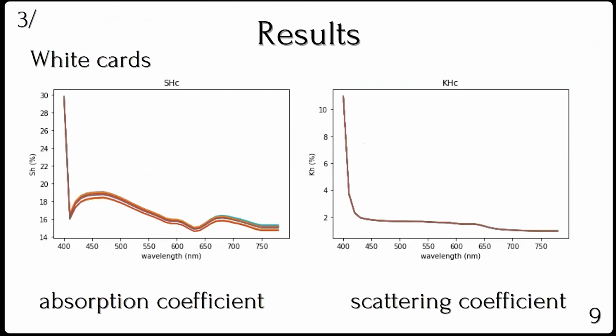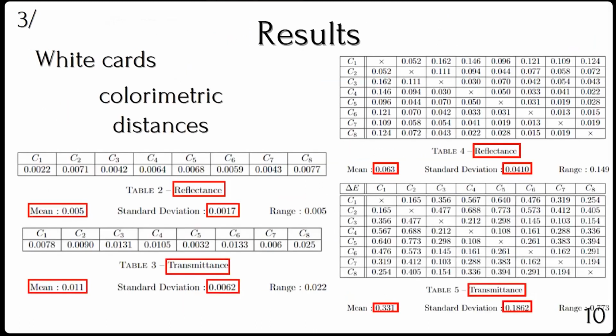To see the results, those are the absorption coefficient and the scattering coefficient. We can see for just the normal white card, the coefficients are all the same. They are all around 18% for absorption and 2% for scattering. So there is more absorption than scattering.